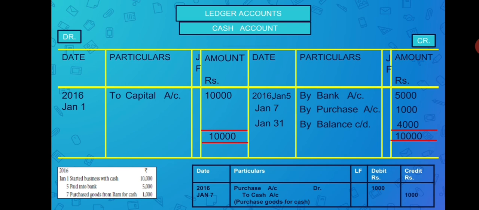So after January, the next month is February. So February 1st, we want to bring down the balance and show it in the debit side. So February 1st, to balance brought down, the amount is 4,000 rupees. Now you have to note one point here.